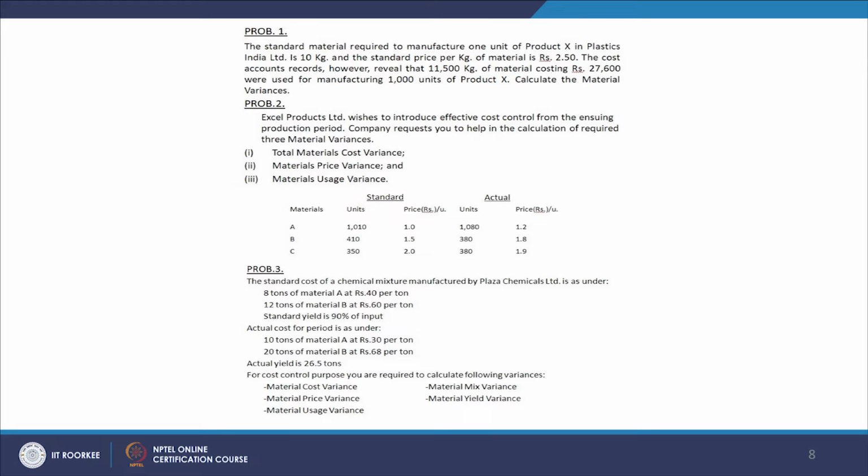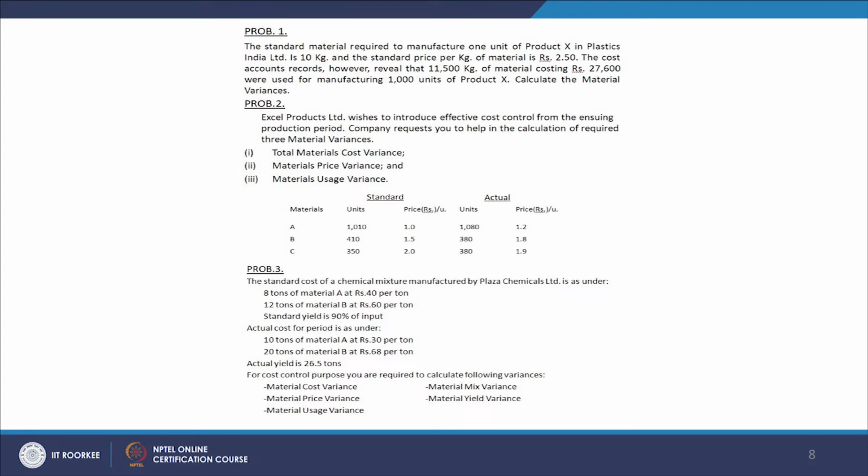So, the standard information is given to us, that is 10 kgs of the standard material is required to manufacture 1 unit of the finished product, product X, at the standard price of 2.5 rupees per kg, right. And actually the material used is 11,500 kgs costing rupees 27,600. And the total output is 1000 units of the product X which have actually been produced. Calculate the material variances.